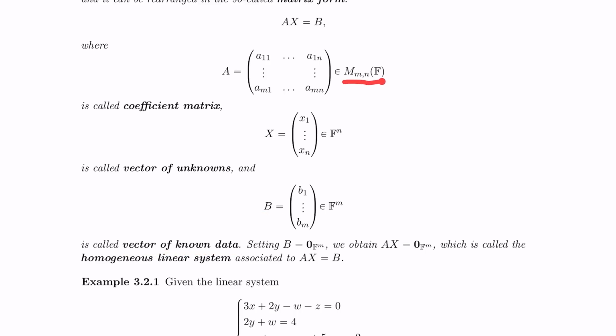As you can see here, A is an m times n matrix with entries in a field F. For us, F will always be the set of real numbers. X belongs to F^n, and B belongs to F^m. If B is the null vector of F^m, written as a column vector, then we obtain Ax equals 0, which is the so-called homogeneous linear system associated to the linear system Ax equals B. As always, let's immediately give an example.